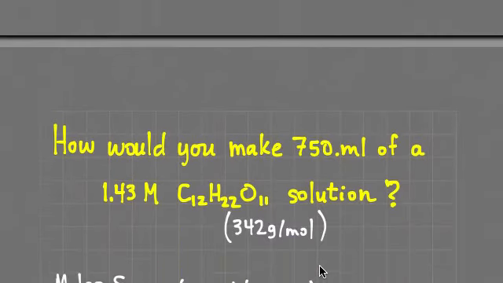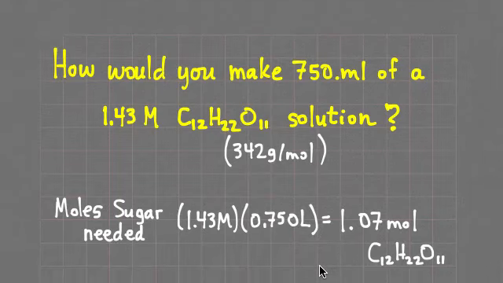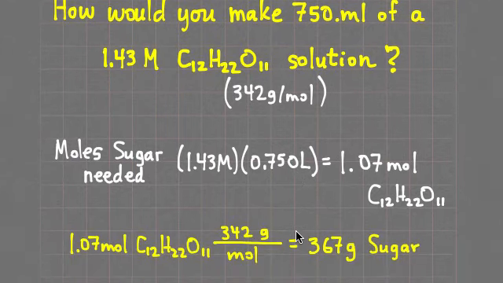One more. This is a mouthful, isn't it? Let's think about a sugar-water solution. Sugar is pretty heavy. It's a big molecule, 342 grams per mole. How would I make 750 milliliters of a 1.43 molar sugar-water solution? Well, as soon as I see molarity and volume, I can multiply that out. 0.75 liters. I went ahead and decided to change to liters here instead of milliliters because I wanted to work in grams instead of milligrams. And that gives me 1.07 moles of sugar. So what is 1.07 moles of sugar? It comes out to 367 grams of sugar.